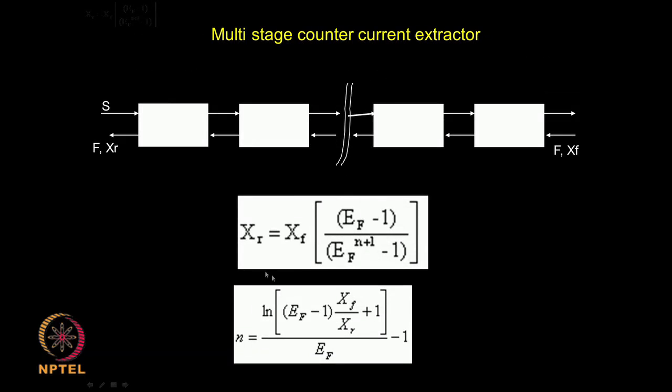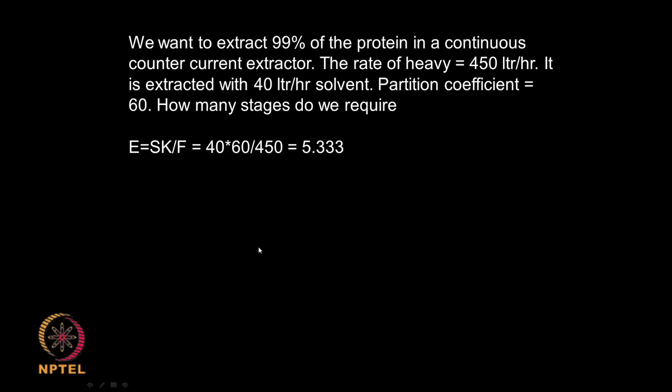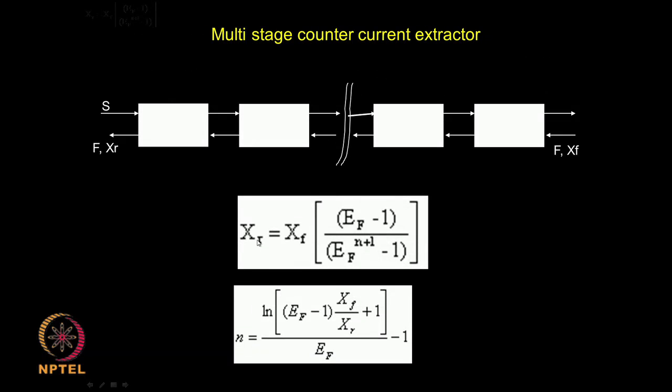So, I can use this equation. I want to extract 99%, which means XR is equal to 0.01 XF. So, 0.01 is equal to (5.33 minus 1) divided by (5.33^(n+1) minus 1). So, all I have to do is calculate n, simple.